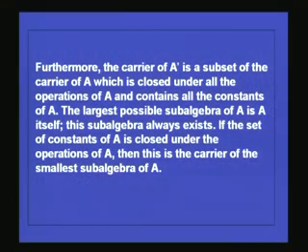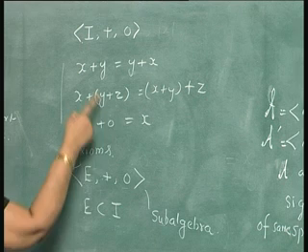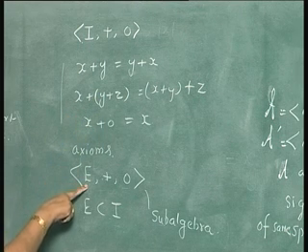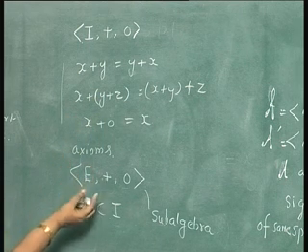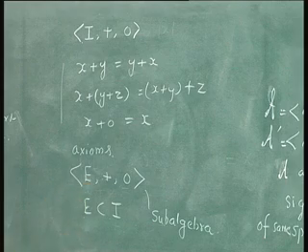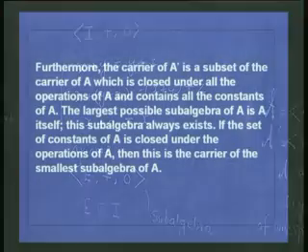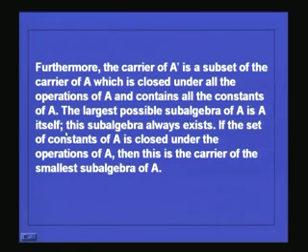So, continuing with this definition, you find that the carrier of A dash is a subset of the carrier of A, which is closed under all the operations of A and contains all the constants of A. You must see that it should be closed, that is, when you add two even integers, you get an even integer, right. So, the closure is an essential property. All the operations of A and contains all the constants of A.